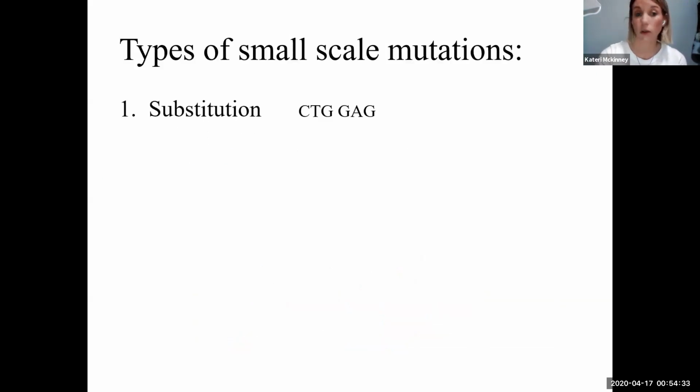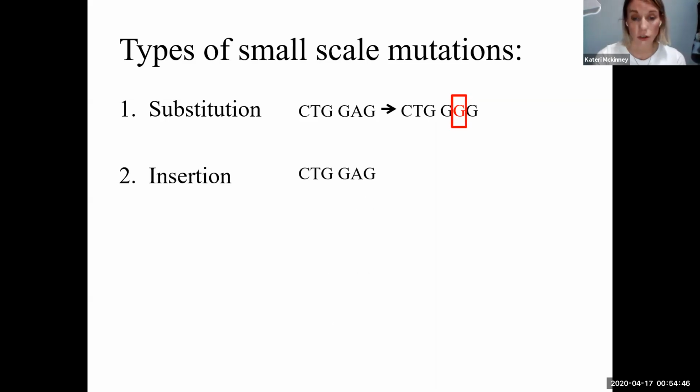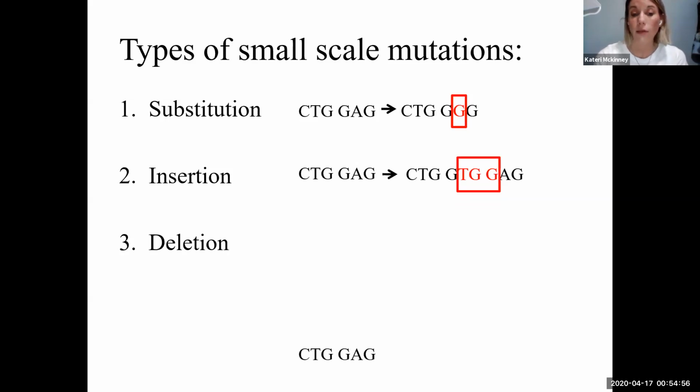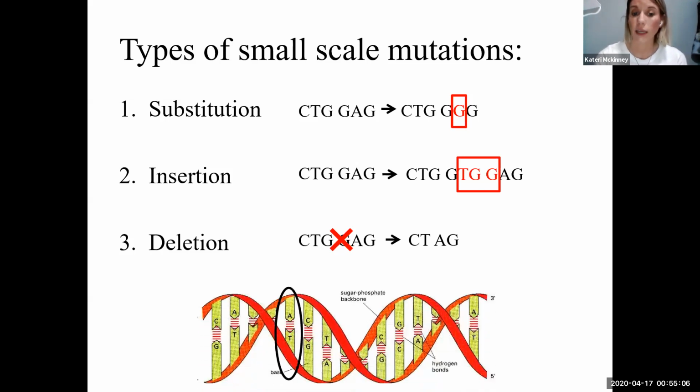There are different types of small scale mutations. There's substitution, where you have one base pair substituted for another. You can see right here, this A was substituted for a G. There's insertion, where we all of a sudden insert an extra base pair or extra base pairs into a strand. And then there's deletion, when things get deleted, and then you end up with missing parts of your triplet. These again would be small point scale mutations.